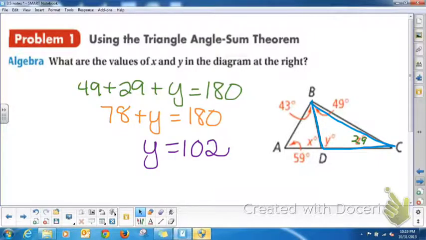So if you wrote an equation, 49 plus 29 plus Y equals 180. You combine like terms to get 78 plus y equals 180. Use the subtraction property to find that y is 102. If you might remember earlier, we said that x was 78. X and y are a linear pair. That's right. So x and y together equal 180 because they're a linear pair. So you could have used a linear pair postulate there also.